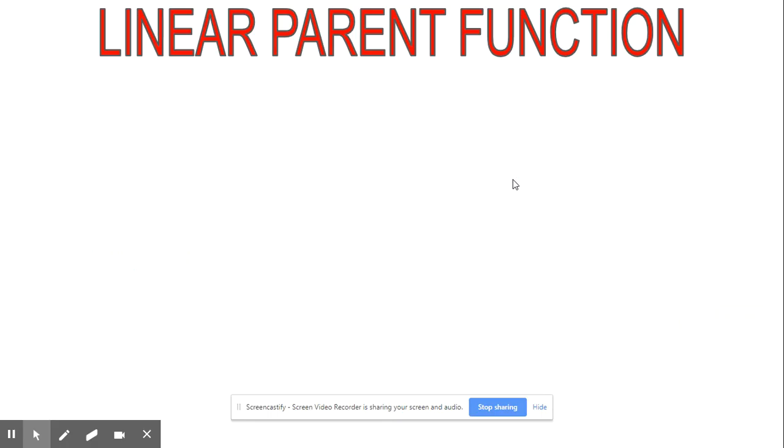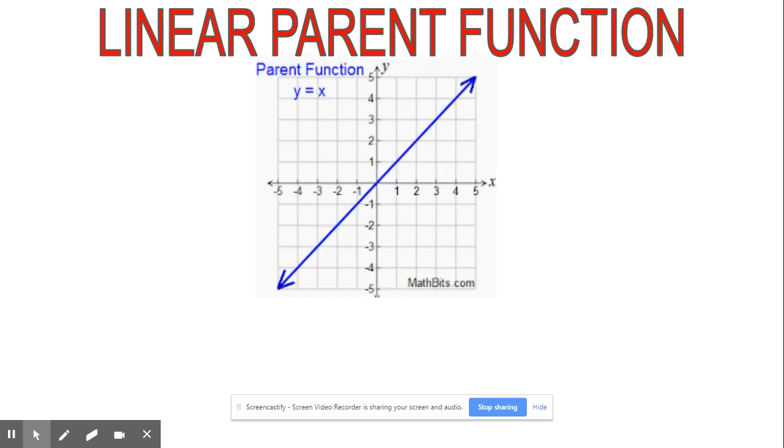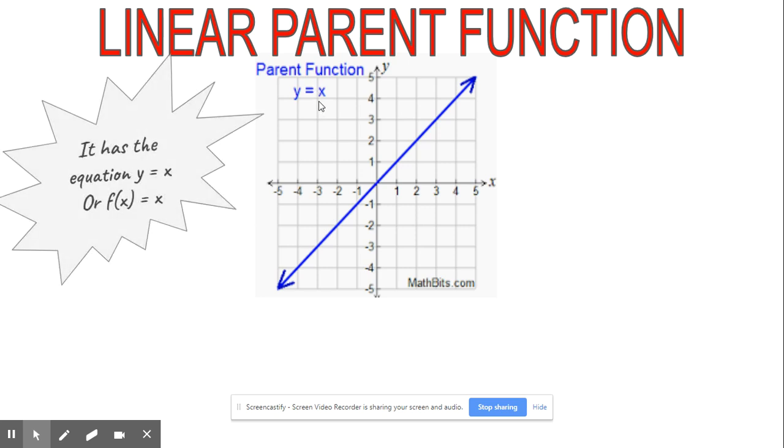So let's talk about our linear parent function. Here it is right here. y equals x. That's where it all starts. And then you go into y equals mx plus b, where it has a slope and then a y-intercept. This one does too, you just can't see it. Our coefficient would be 1, so my slope would be 1 here. It has the equation y equals x, or f of x equals x.